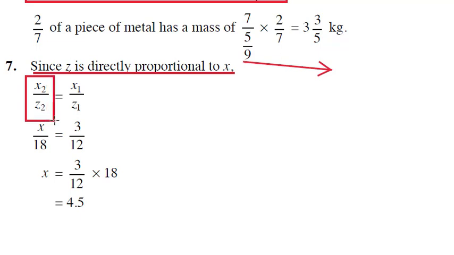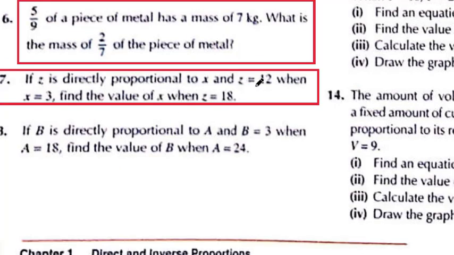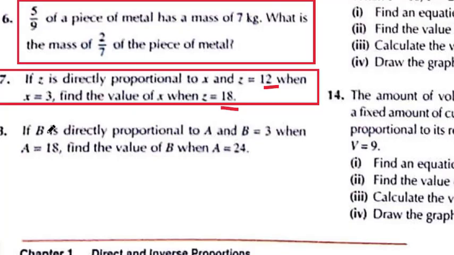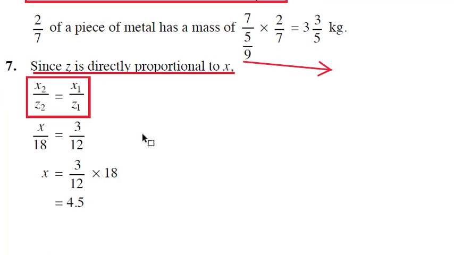If we employ the values, z2 is 18 and z1 is 12, x1 is 3 and the unknown value is x2. So by calculating this, do the cross multiplication, then you will get 3 over 12 multiplied with 18, and you will get the result of 4.5.